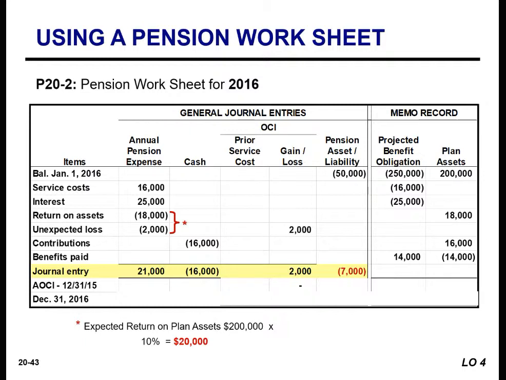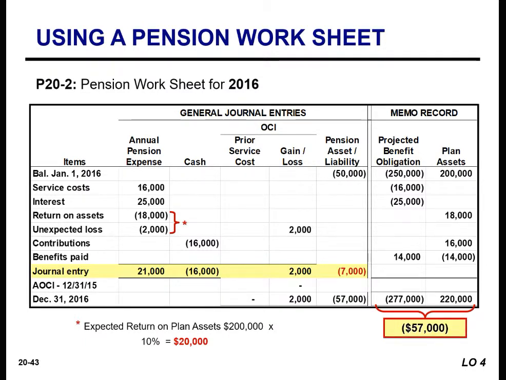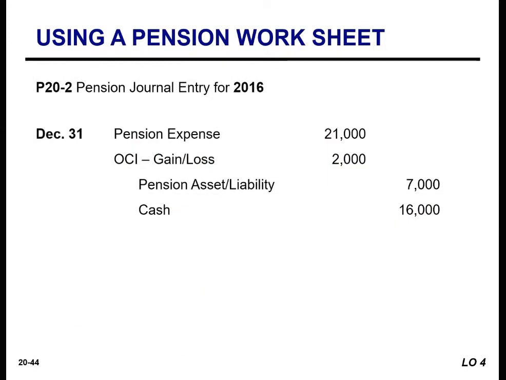This gives us our journal entry, and an increase to our pension asset liability is $7,000. We have a $57,000 balance in our pension asset liability as of the end of the year. So you recognize to our pension expense $21,000, OCI gain or loss $2,000, pension asset liability $7,000, and cash $16,000.